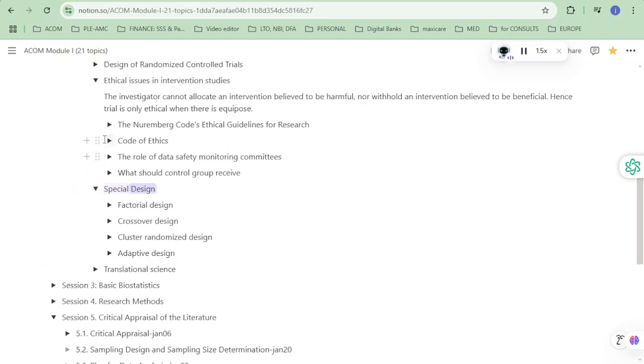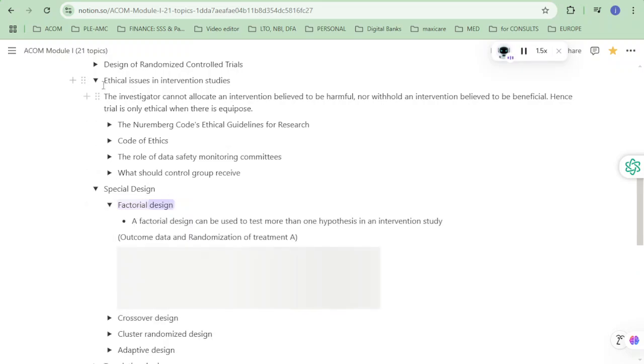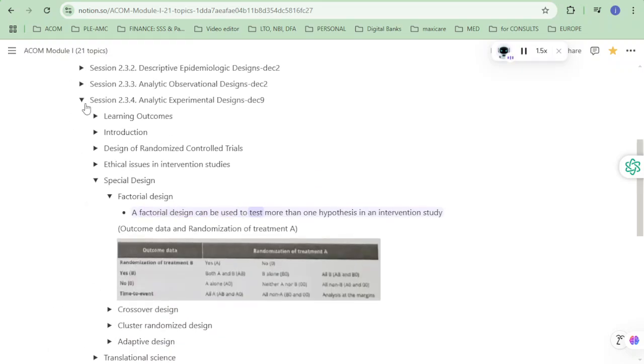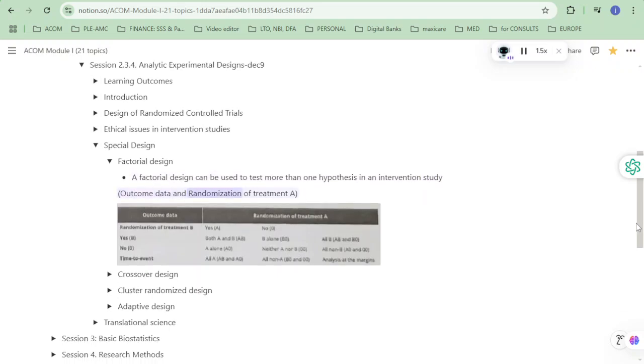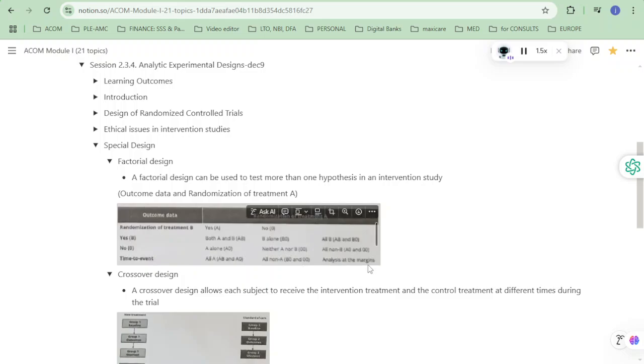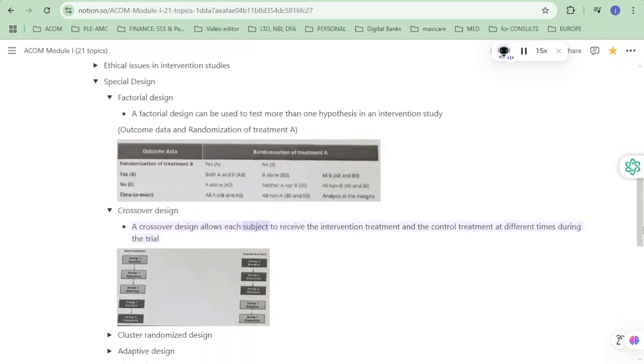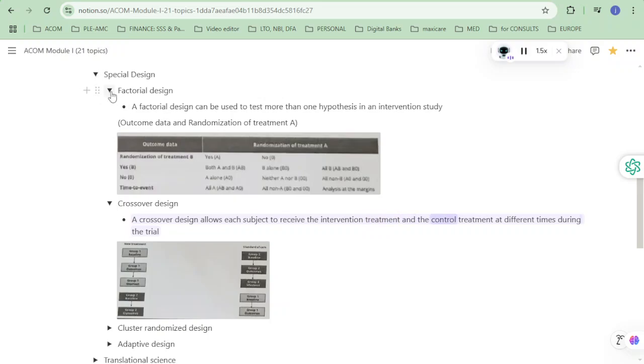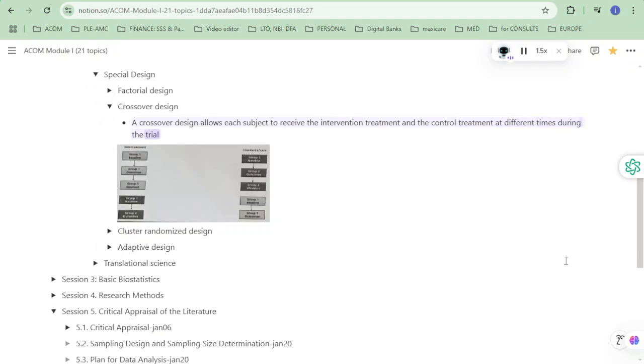Special design. Factorial design. A factorial design can be used to test more than one hypothesis in an intervention study. Outcome data and randomization of treatment A. Crossover design. A crossover design allows each subject to receive the intervention treatment and the control treatment at different times during the trial.